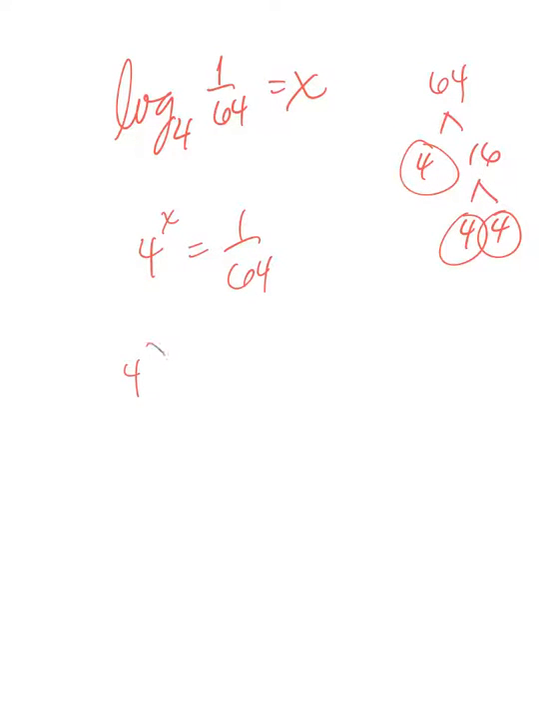So 4 to the x equals 1 over 4 cubed. Well, how do I bring that 4 upstairs? Change the 3 to negative 3. So 4 to the x equals 4 to the negative 3. So x equals negative 3. Yeah?